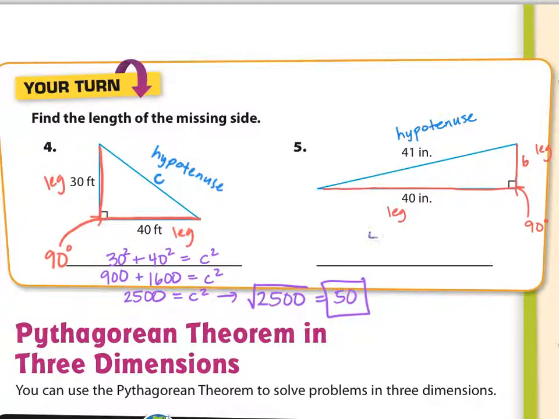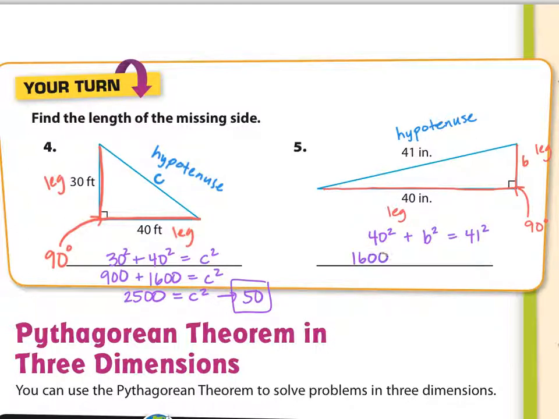So we have 40 squared plus B squared. We don't know what B is this time. And that equals 41 squared. Let me erase some of this other answer so that it's not in the way. And 40 squared is going to give us 1,600. We don't know what B squared is.